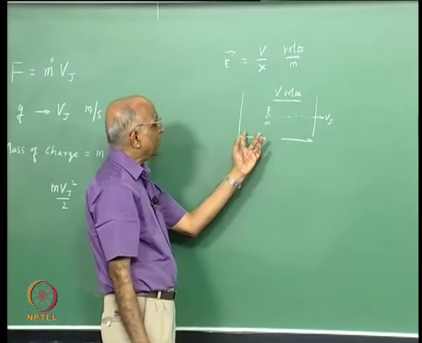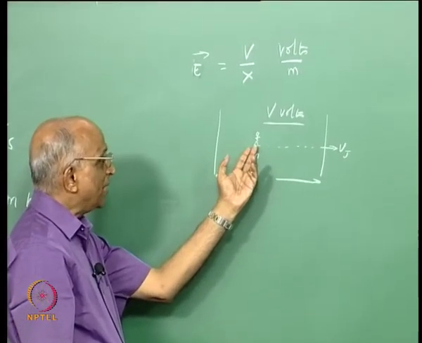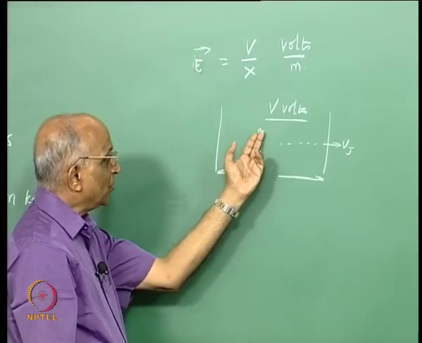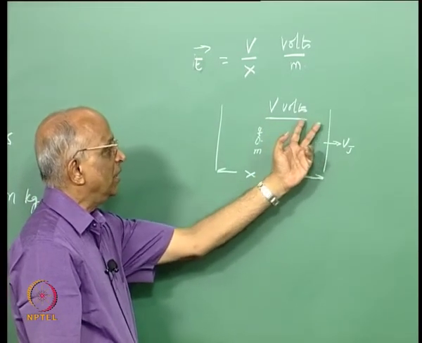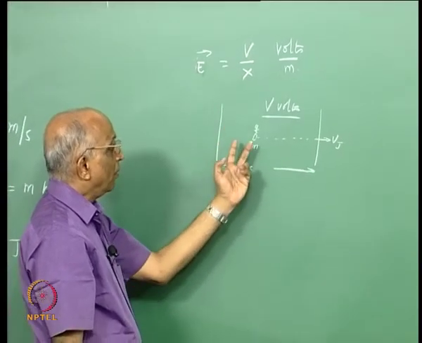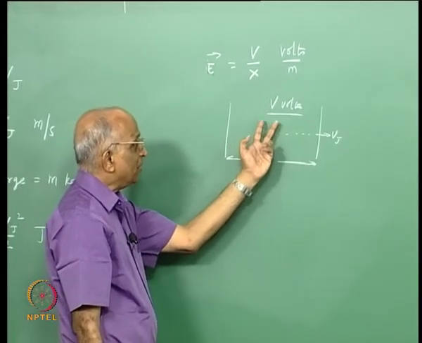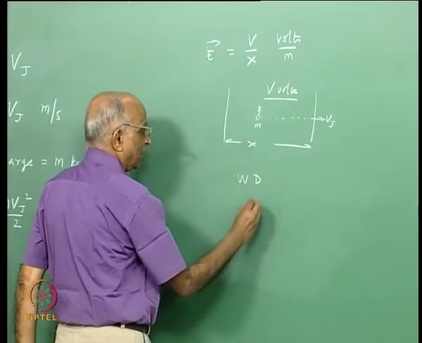What I am trying to say is, the work is done by the charge of mass m having a charge q, which is getting accelerated by the electrical field, and the electrical field is given by V by x. Now what is the work which is done by the electrical field? I have work done by the electrical field.